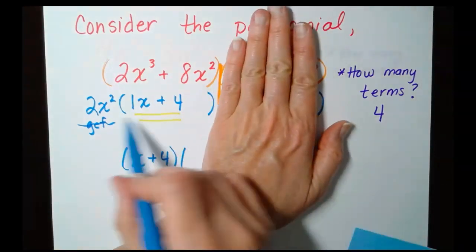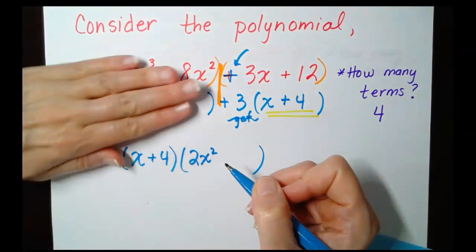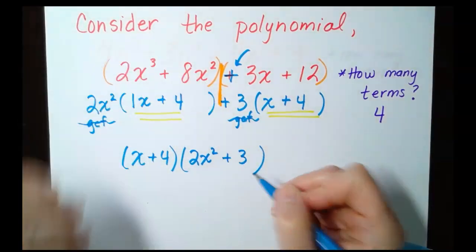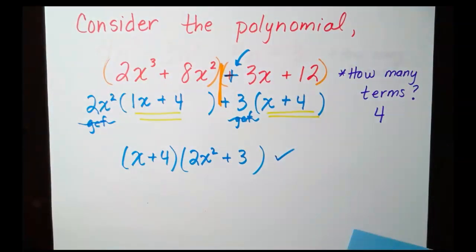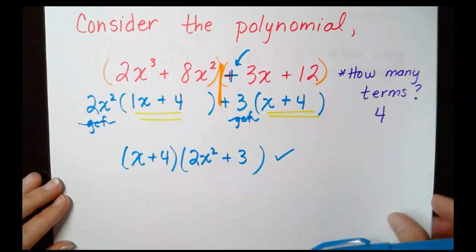So if we divide this by x plus 4, we're left with 2x squared. If we divide this by x plus 4, we're left with 3. So now we have factored completely by grouping. Let's do it again.